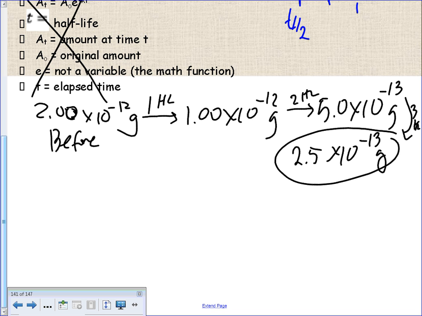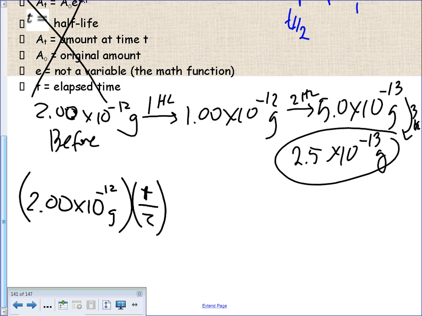versus plugging into a formula. If you did want to plug it into a formula, you would do 2.00 times 10 to the negative 12 grams times 1/2 to the third power, which is the number of half-lives that passed. So if you're mathematically minded, you take your original mass times 1/2, raised to the number of half-lives that passed, and that will give you this.